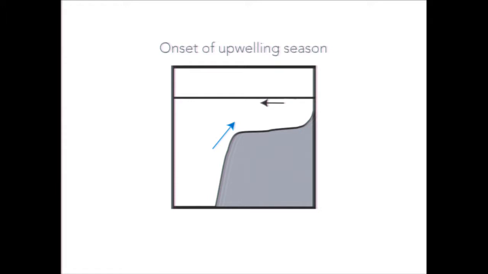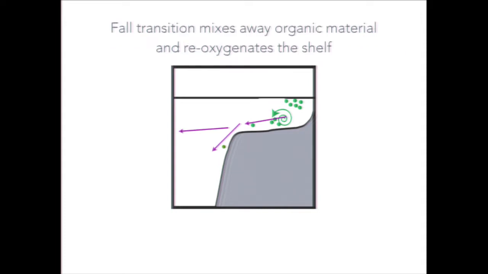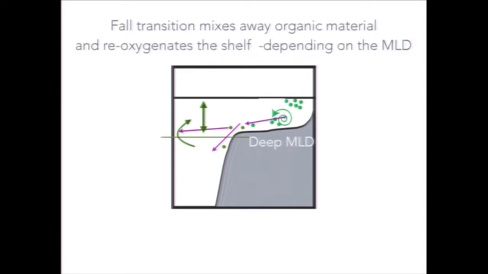So what I think is happening is that you get this onset of the upwelling season that brings a particular type of source water with it. Respiration draws down oxygen over the course of the upwelling season. And then the fall transition happens and mixes away that organic material and reoxygenates the shelf. And depending on how much mixing you have, both from the winds deepening the thermocline as well as the other methods of mixing that the winds drive, like convective and shear-based mixing that would happen over the winter, you could have a deeper thermocline or deeper mixed layer depth, right?